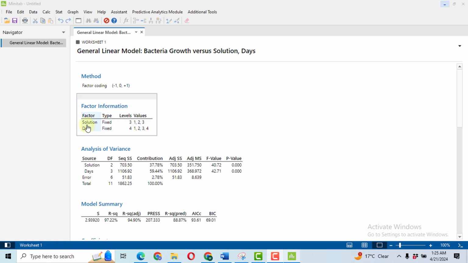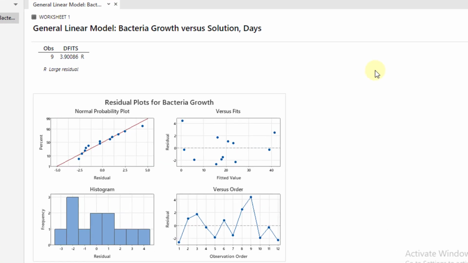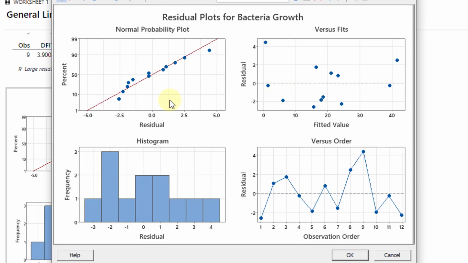Here in the results, you can see we have 2 factors. Both of them are fixed. Solution is taken at 3 levels, 1, 2, 3, and days at 4 levels, 1, 2, 3, 4. Come down towards the residual analysis, because first of all we have to analyze that. Although we have little data, only 12 observations, the data is found to be almost normally distributed. There is some issue, but if we have more than 30 observations, we will be better able to analyze the data normality.